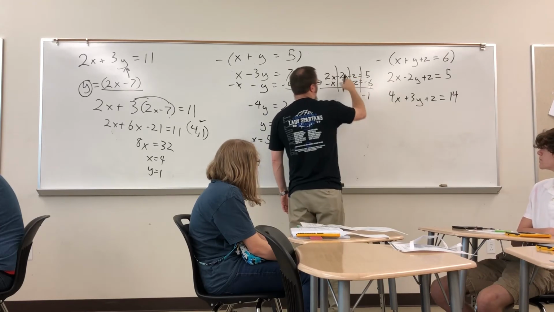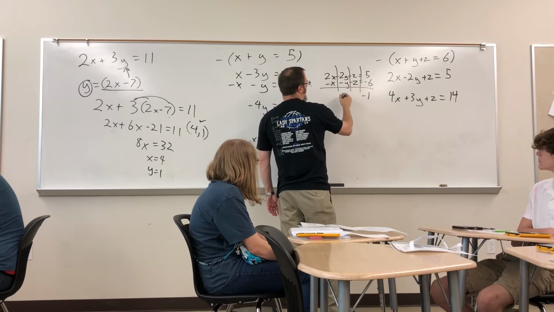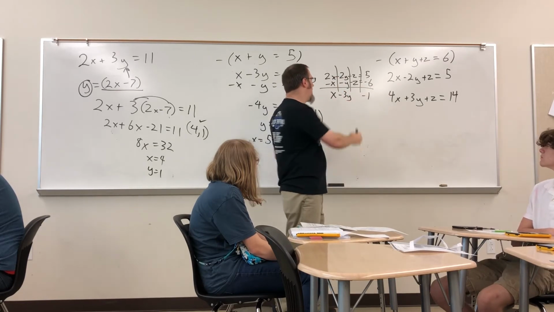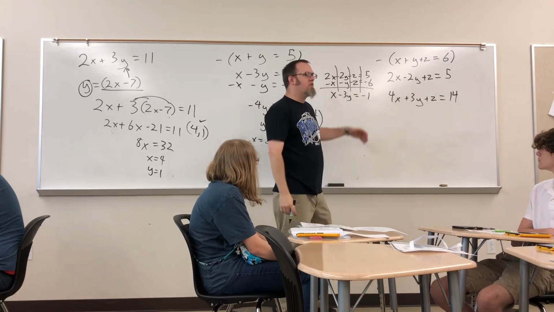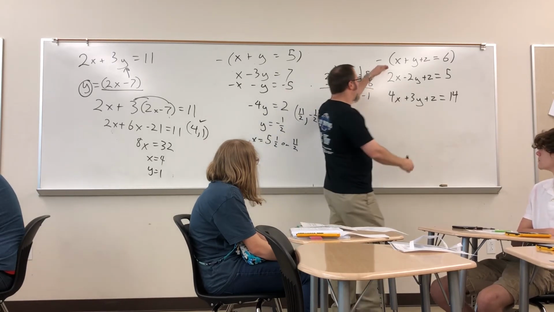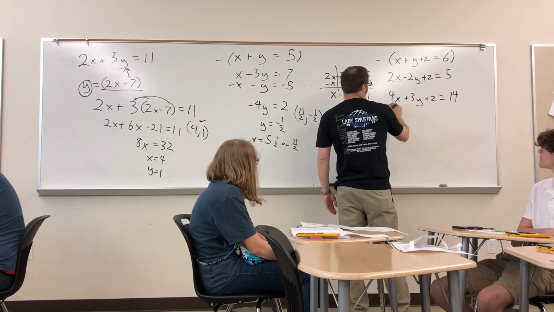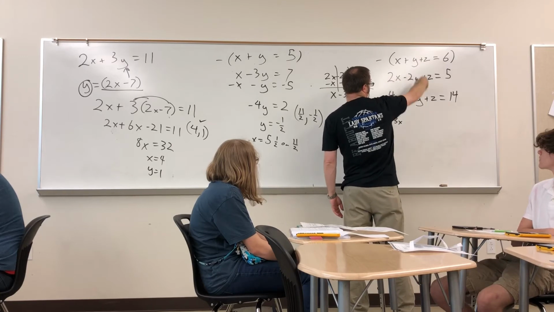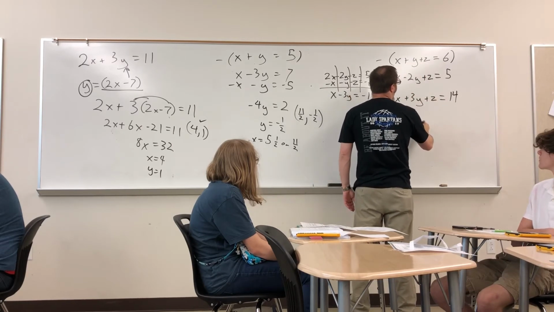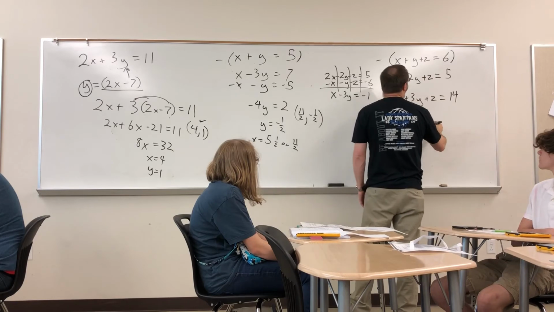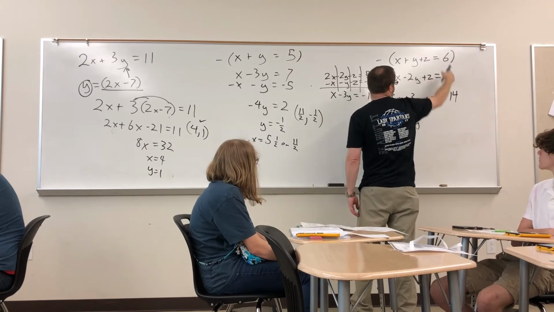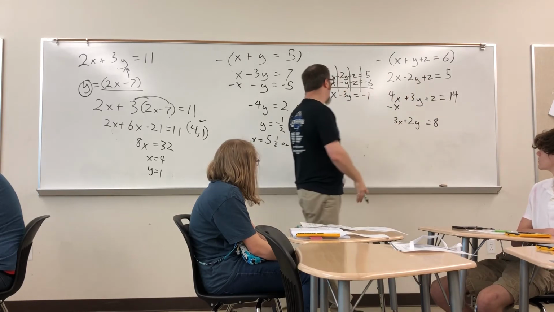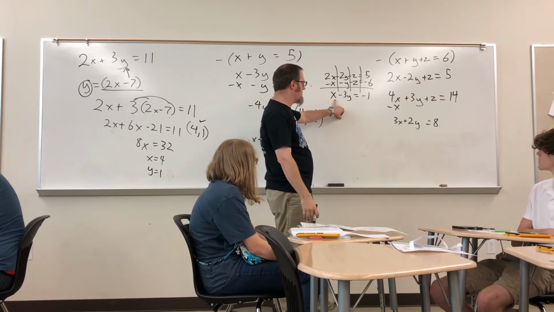5 minus 6 is a negative 1. A negative 2y minus another y is minus 3y. 2x minus x is x. So I have x minus 3y is equal to a negative 1. So I've got one equation. Then I combine it with this one. So 4x minus x is going to be 3x. 3y minus y is going to be 2y. And then z minus z is going to be nothing. A negative 6 and 14 is going to go together to make 8. So I have 3x plus 2y equals 8, and x minus 3y equals negative 1.